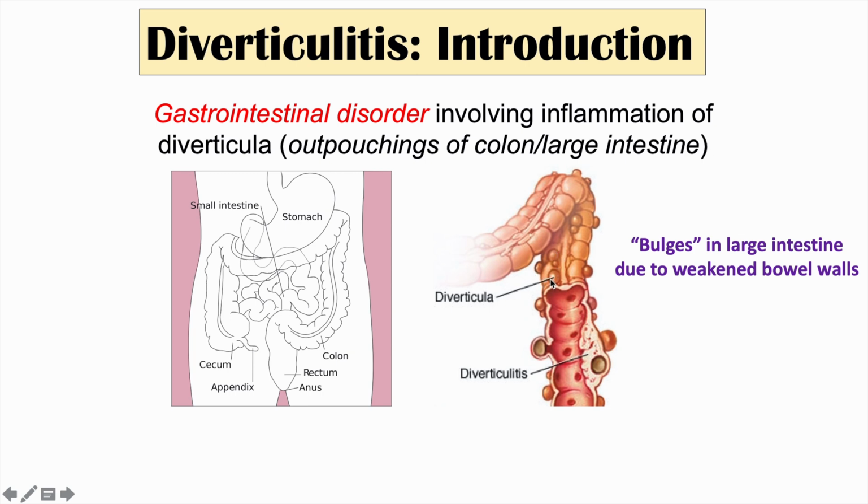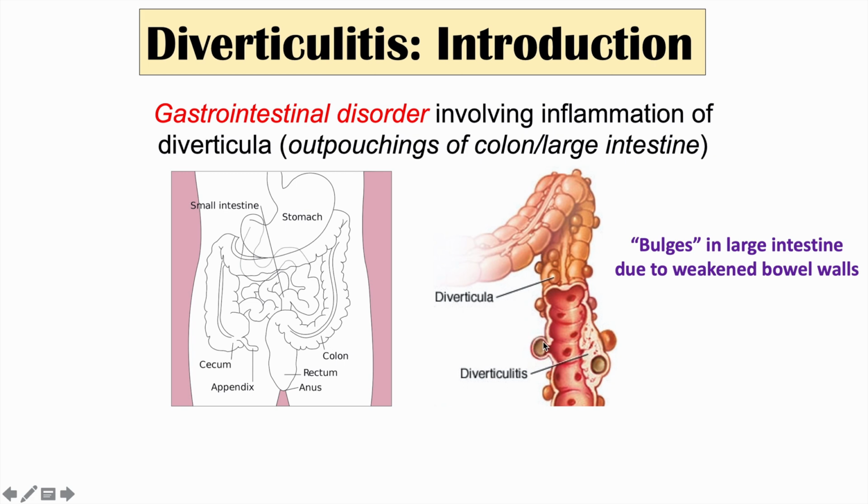And this is actually due to weakened bowel walls. So as people get older and due to chronic issues with constipation and low fiber diets, the walls of the large intestine become weak. When the walls of the large intestine become weak, pressure and contraction in the large intestine can lead to little pouches popping out because of the weakened wall. And these are the diverticula.